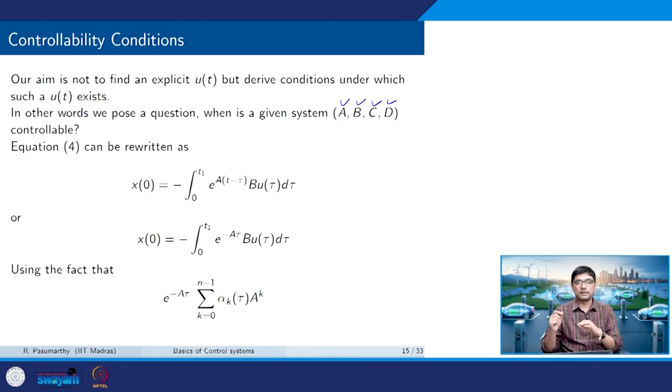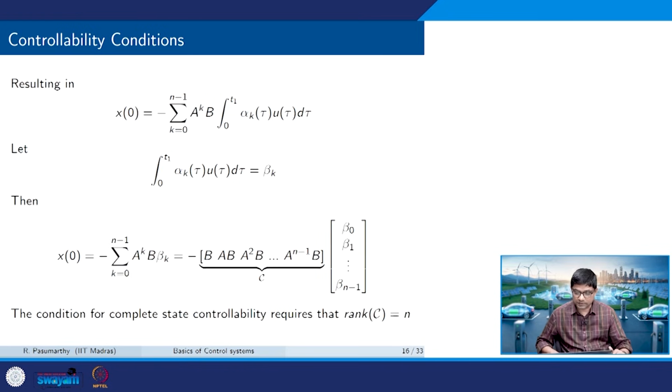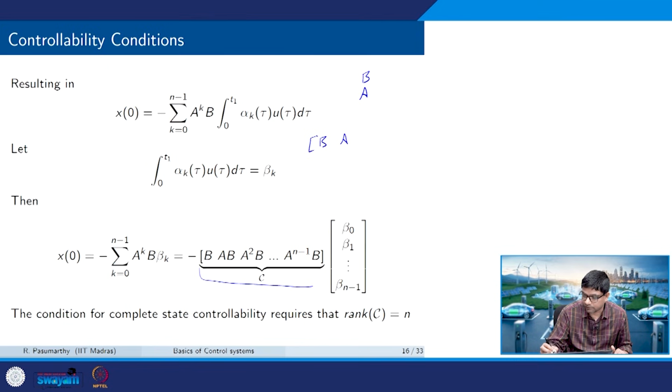Give me A, B, C and D, I should know whether the system is controllable or not. Skipping these steps, it turns out that I know B, I know A. Based on this, if n is the number of states of the system, I compute this matrix: B, AB, all the way till A^(n-1) B. I check the rank of the matrix. If the rank of the matrix is n, then the system is controllable.